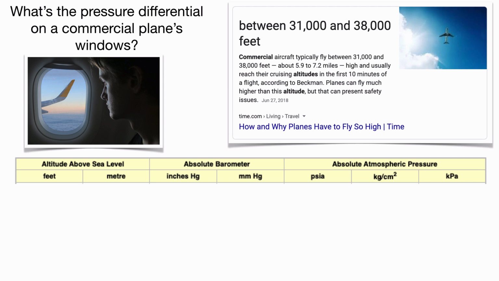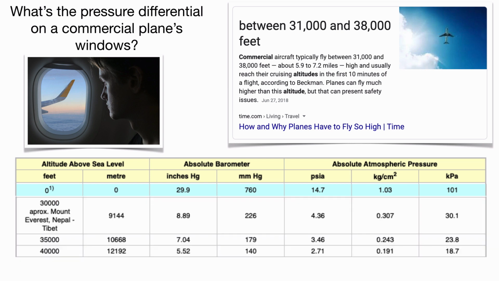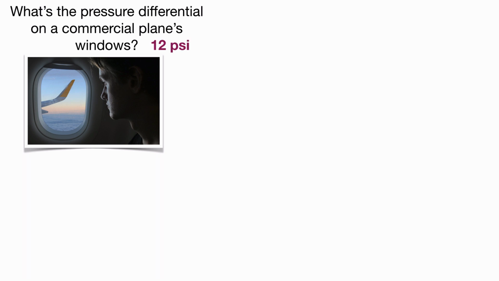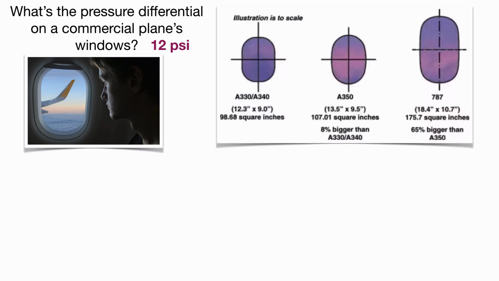Private jets, corporate jets fly higher, 43,000 feet. So I grabbed this chart off the internet. So sea level, and then we've got some high altitudes. And what we're going to focus in on is PSI, because this kind of makes sense, pounds per square inch. 14.7 versus 2.7. All right, so what's the differential? 12 PSI, right? That's how you find the differential. So you subtract.